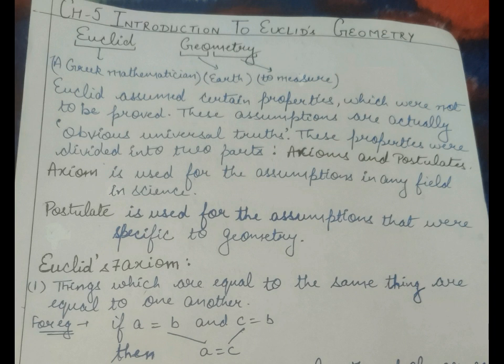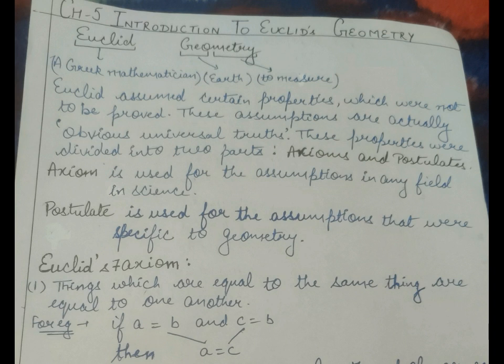So Euclid, a Greek mathematician, assumed certain properties which were not to be proved. These assumptions are actually obvious universal truths. These properties were divided into two parts, axioms and postulates. Axiom is used for the assumptions in any field in science. Postulate is used for the assumptions that were specific to geometry.